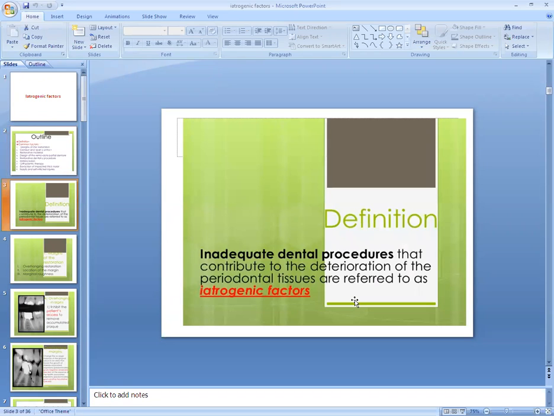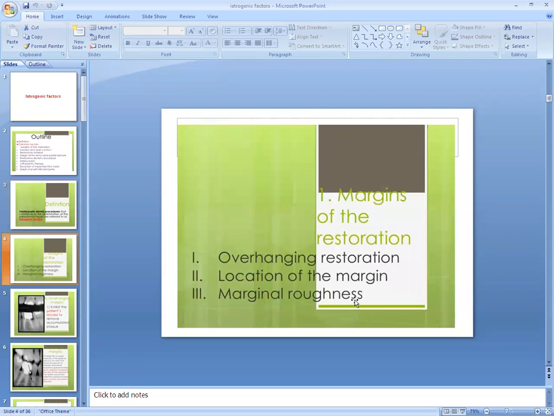The definition of iatrogenic factors: inadequate dental procedures that contribute to deterioration of the periodontal tissue are referred to as iatrogenic factors. That means that when we routinely perform dental procedures, those that contribute to periodontal tissue destruction are the iatrogenic factors. There are different types of iatrogenic factors.